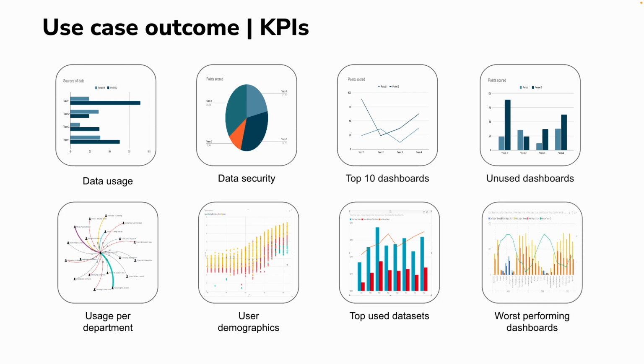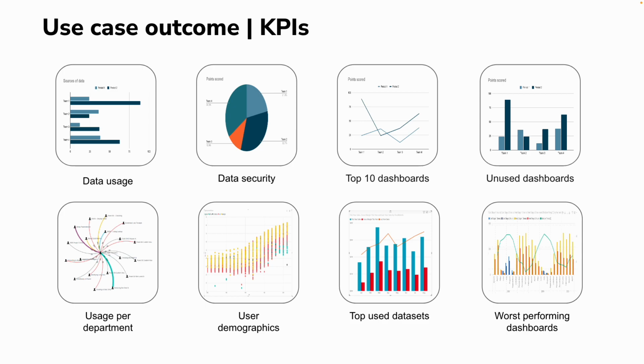And the last but not least, which is not shown here, is the worst performing dashboards. So you can also analyze the worst performing dashboards and then project that if they are being used by senior people, then you have a dilemma here. Either challenge whether they are the correct ones, or if they are the correct ones, then how can I improve their performance?